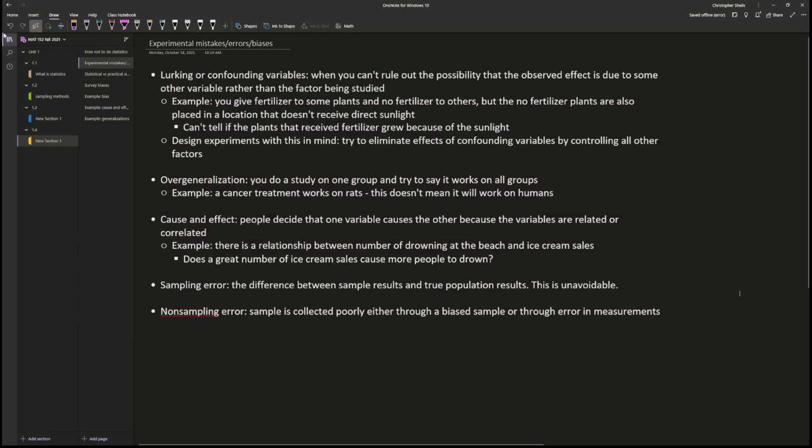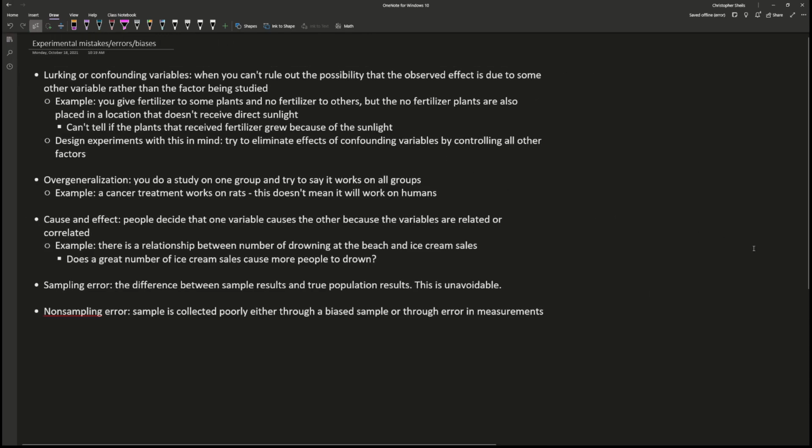Some other examples are lurking or confounding variables. This is when you can't rule out the possibility that the observed effect is due to some other variable rather than the factor being studied. For example, you give fertilizer to some plants and no fertilizer to others, but the no fertilizer plants are also placed in a location that doesn't receive direct sunlight. In this case, you can't tell if the plants that received the fertilizer grew because of the sunlight or because of the fertilizer.